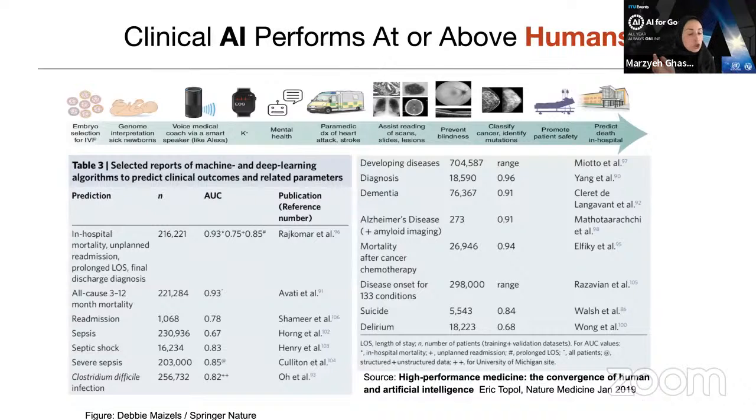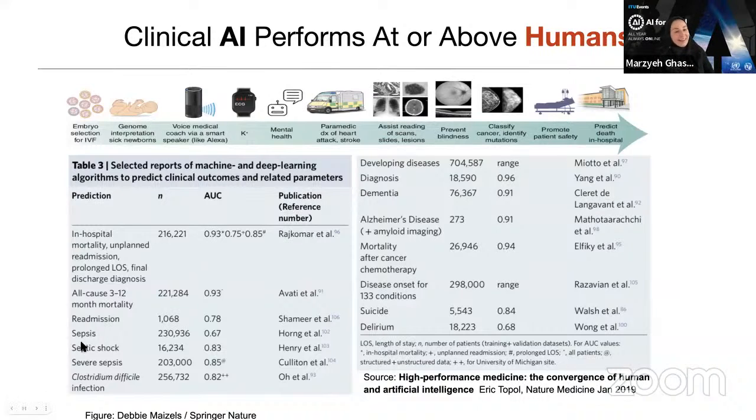And it's not just me who does research like this. Importantly, there's a huge community. There was a wonderful paper by Eric Topol a few years ago that benchmarked a bunch of papers. And these are all, every line is a demonstration of a machine learning system that performs at or above humans across the range of tasks in a human lifespan.